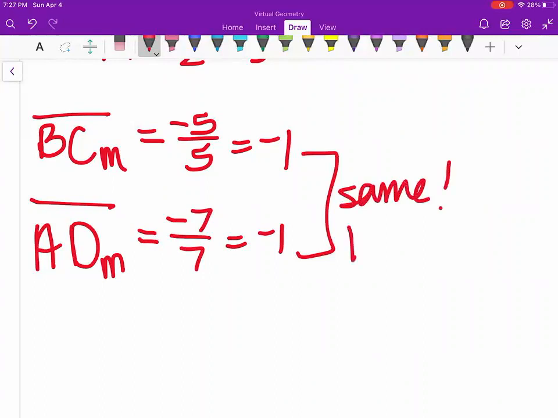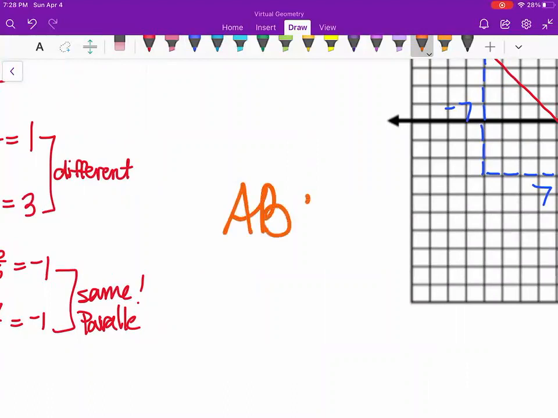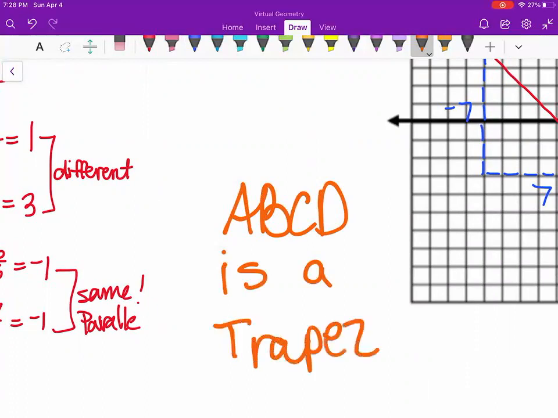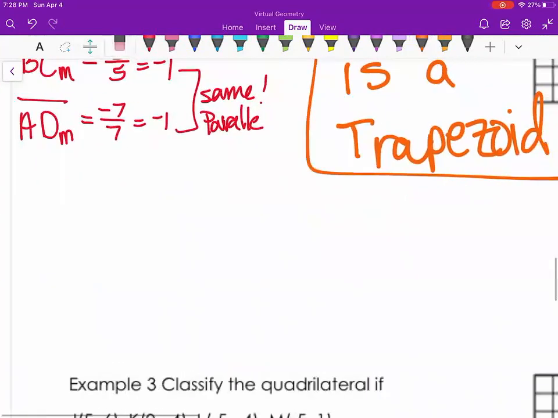You have one set of sides that are parallel. So that means that this figure ABCD is a trapezoid, and that's all we can prove. We just wanted to classify it for one of our quadrilaterals, trapezoid. Now, we can also check and see if it is isosceles by doing congruent sides. So let's see if we can be more specific and check those congruent sides.